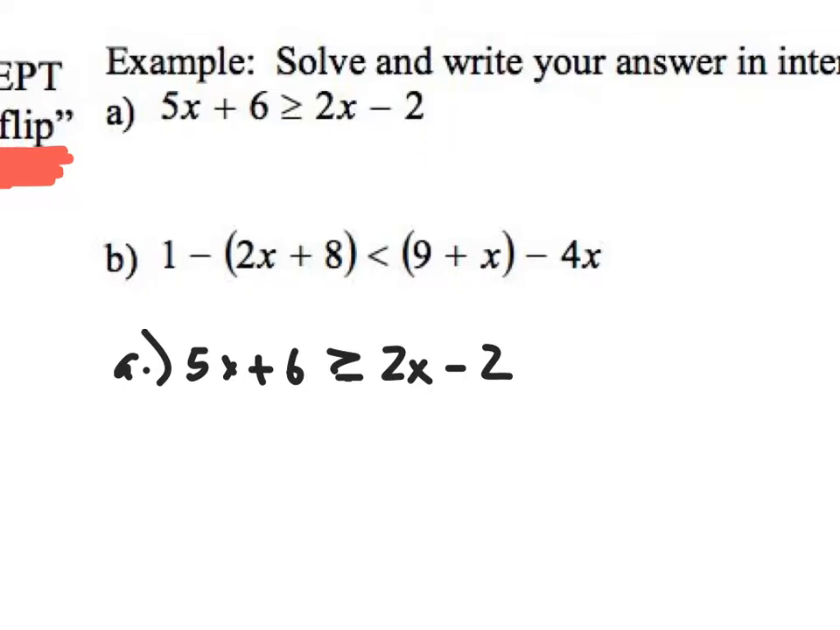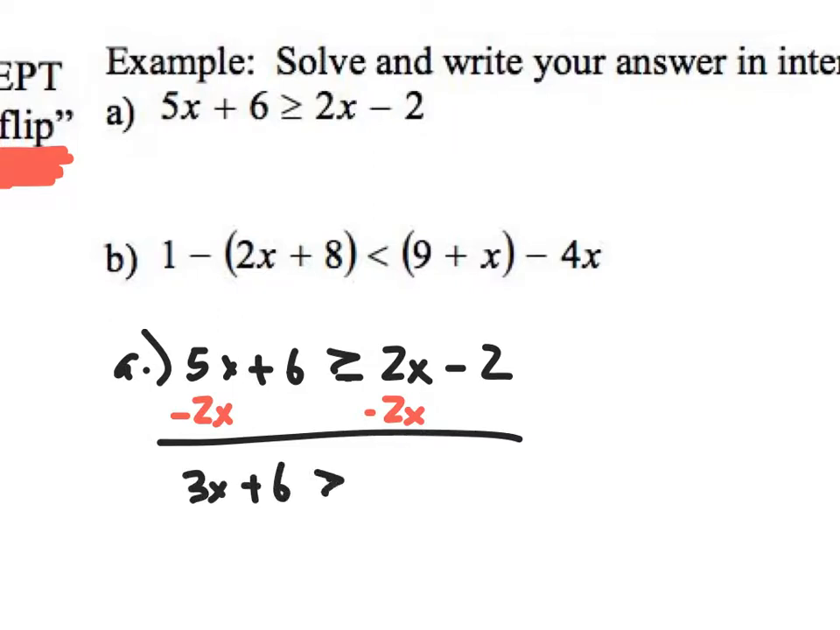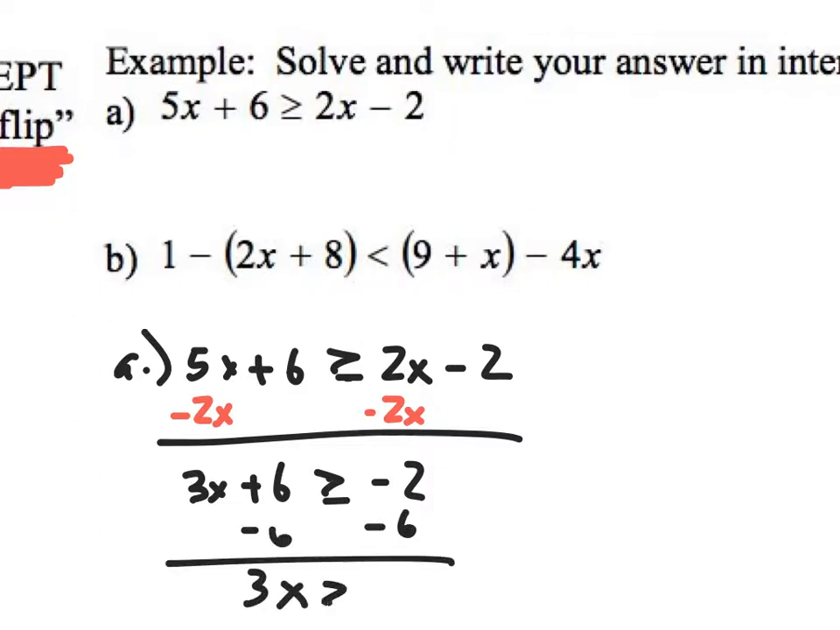To solve this inequality, I'm going to do anything I would normally do to solve an equation. First, I'm going to combine my x's, so I subtract 2x from both sides. Then I get 3x + 6 ≥ -2. I'm going to subtract 6 from both sides, and I get 3x ≥ -8.